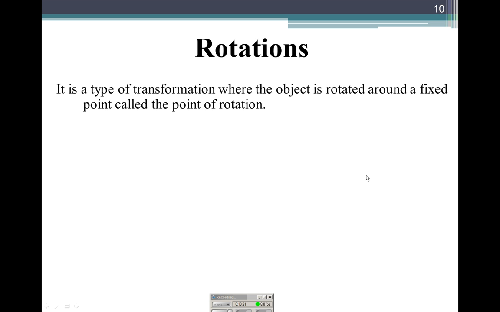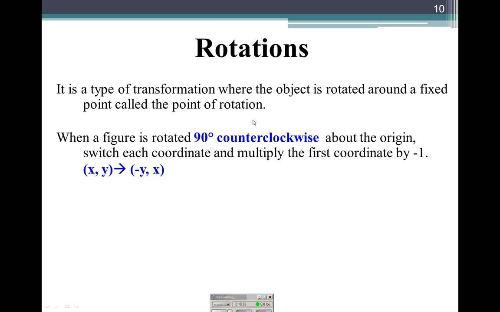When you're on the coordinate plane, you can rotate an object around a fixed point, and that point is called the point of rotation. If you rotate counterclockwise 90 degrees about the origin, switch each coordinate, and then multiply the first coordinate by -1. So the point x comma y actually becomes -y comma x. Flip the coordinates and change the sign on the first one.